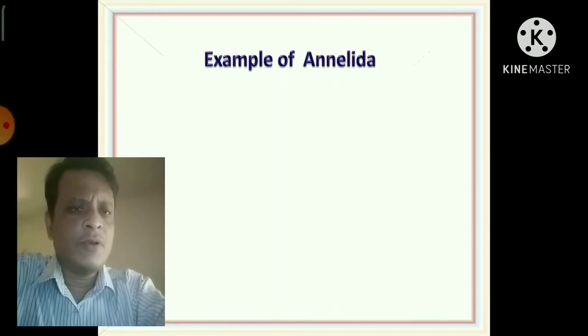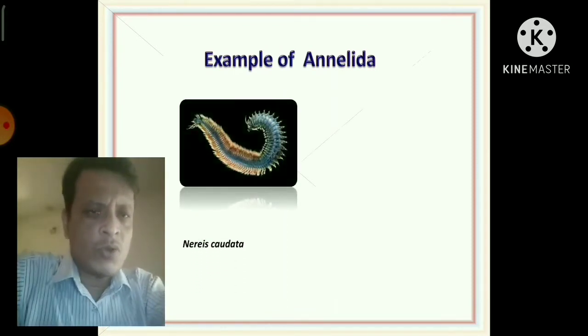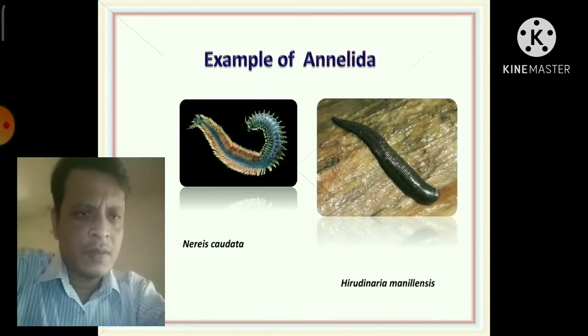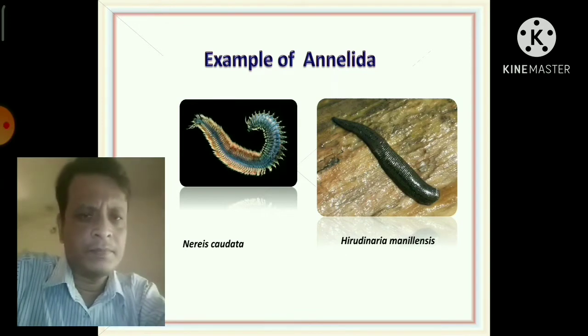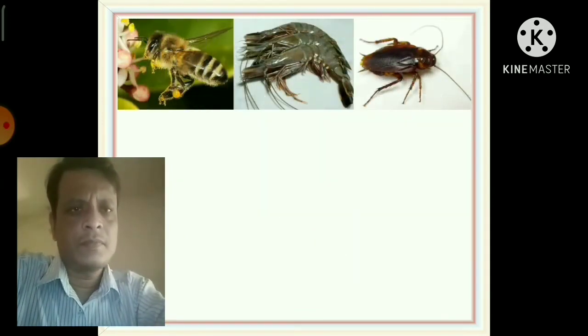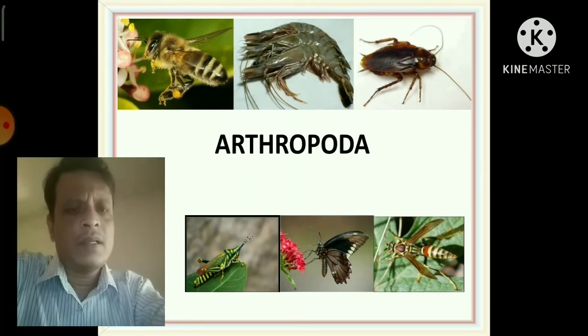Now the examples of Annelida: there is Nereis and the Hirudinaria melanensis. Now let's discuss another non-chordate phylum, that is the Arthropoda.